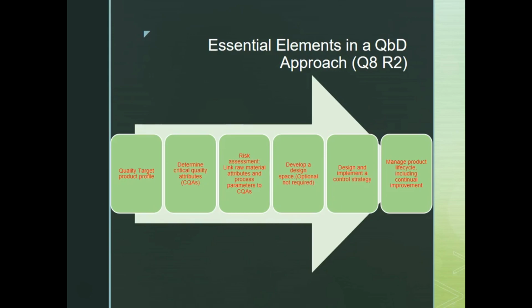Determining the critical quality attributes, or the CQAs, is probably the next step or the next element that's crucial in QbD. And CQAs are generally associated with your drug substance, excipients, or your drug product, as well as your intermediates.